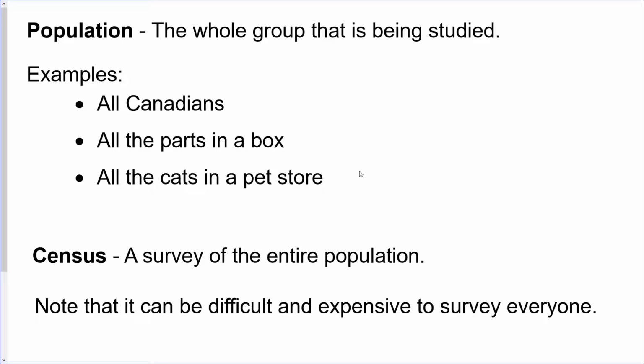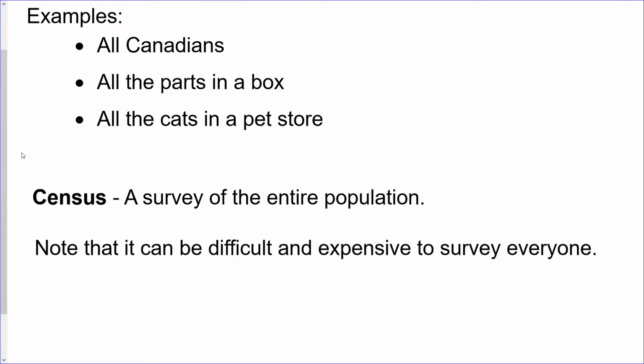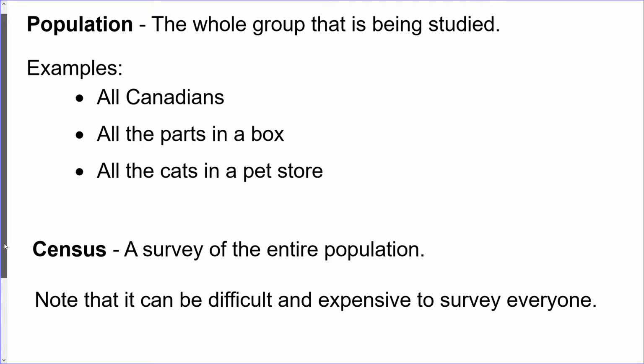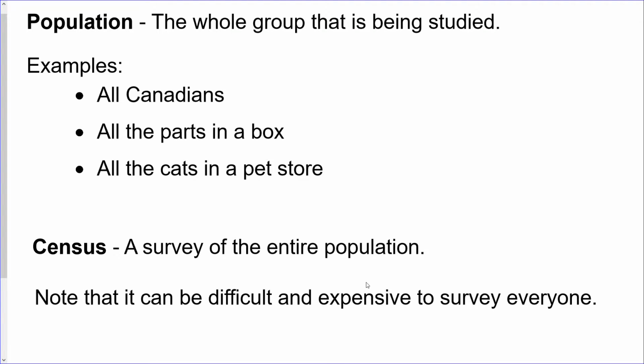All right. Now, a census is a survey of an entire population. Canada does these every 5 years, I believe. This provides information about big groups of the people that they use to decide where to allocate funding and just to provide examples of how our culture is growing and changing over time. But note, as I have at the bottom here, that it can be difficult and expensive to survey everyone, which is why they only do it every 5 years and not more often than that.